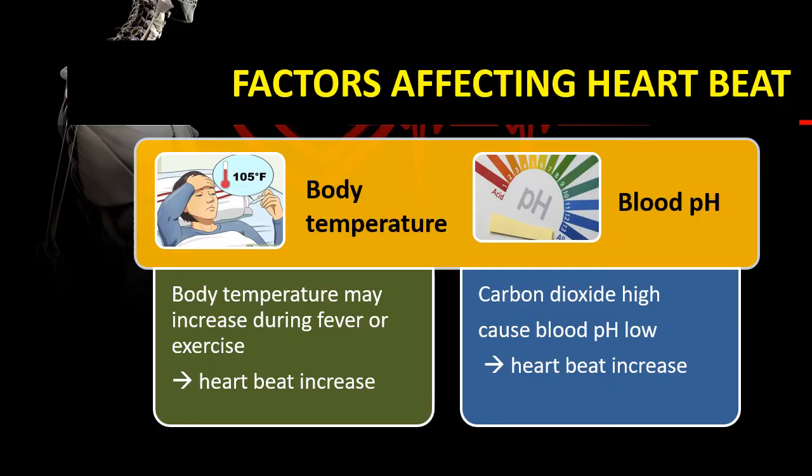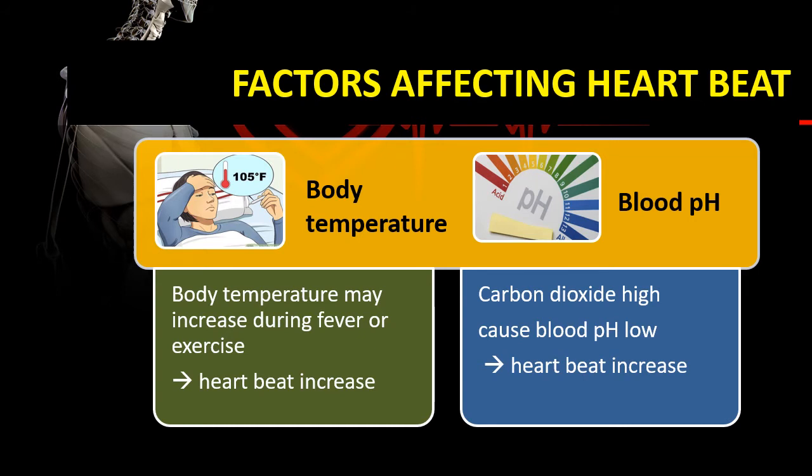There are two factors that can affect heartbeat, which are body temperature and blood pH. Heartbeat fluctuates with body temperature and pH in homeostatic regulation. When body temperature increases during fever, the heart will beat faster to increase the blood pressure due to the dilation of blood vessels. Blood vessels dilate to release heat.